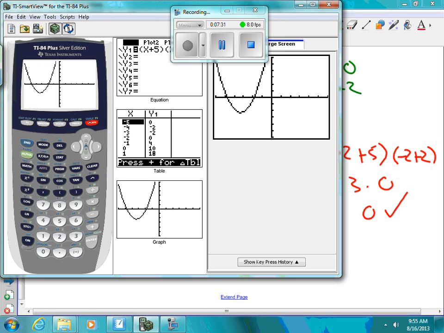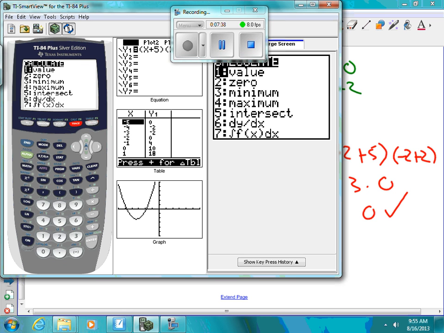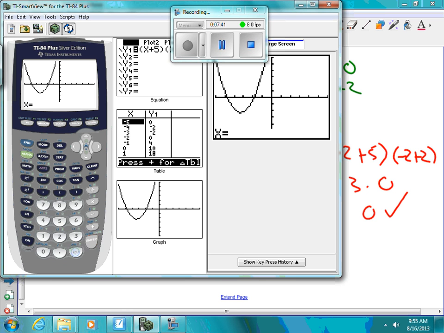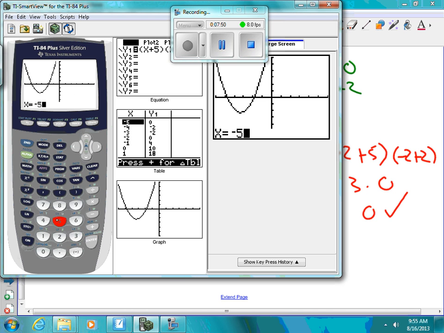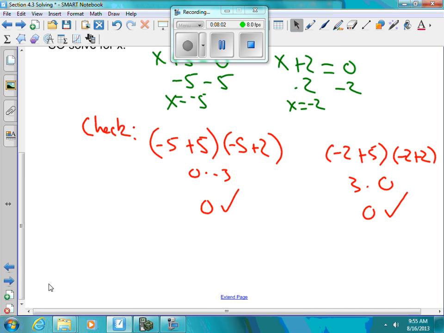If we go back to the graph, remember, if you hit second trace or calc and hit value, we can plug in negative 2. If we think that's a 0, we hit enter. It says y is 0. We can do it for the other one. Second calc value, we think negative 5 is an answer. We can plug that in. And it says y is 0 at negative 5. So there's lots of ways to check it. Okay? And we'll get more into solving graphically in a little bit, but that's just a way to check your answers as we go through here.